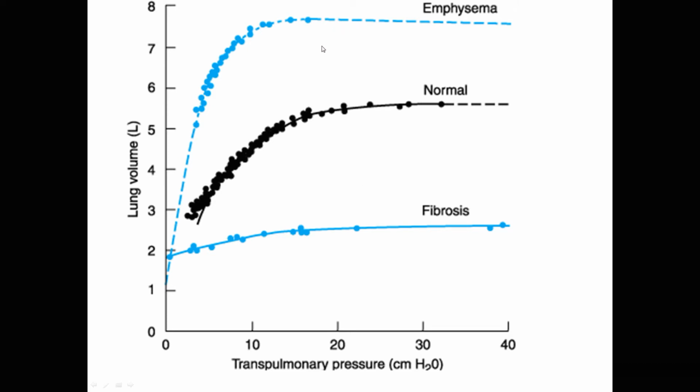Loss of elastic fibers, the destruction of elastic fibers, causes increased compliance in emphysema, or increased elastic recoil and decreased compliance in fibrosis, due to the deposition of more fibers into the lung parenchyma. Fibrosis is due to the deposition of collagen fibers.